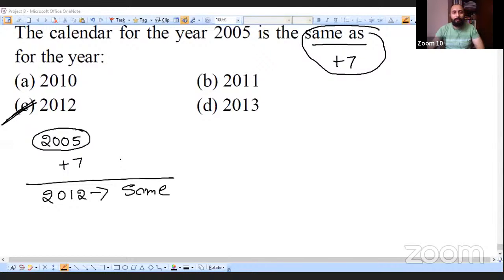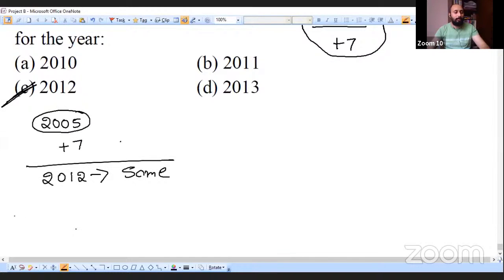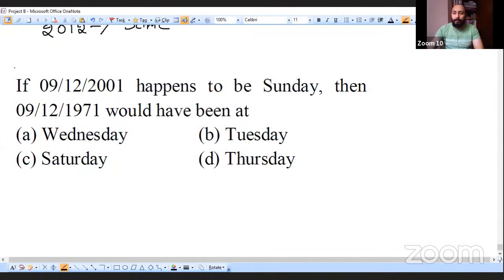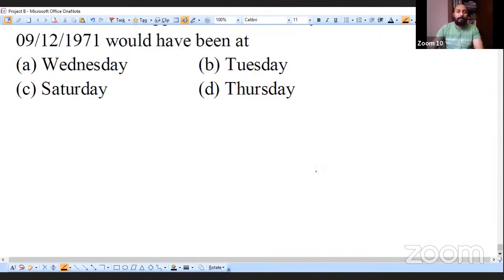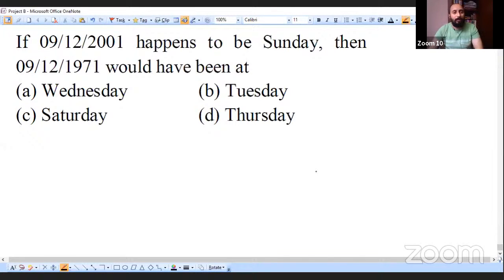Next question. If 9/12/2001 happens to be Sunday, then 9/12/2071 will be what? At what day it will be?